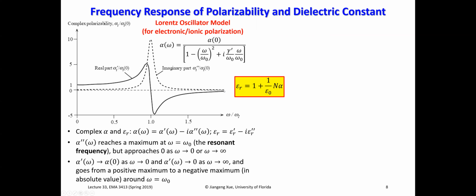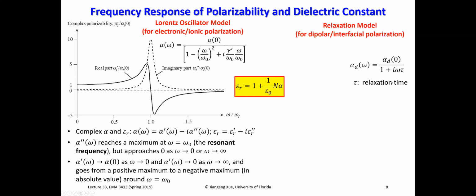This is the Lorentz oscillator model. It's a classical model. Then we also have the relaxation model. This can be applied for dipolar or interfacial polarization. The Lorentz oscillator model applies to electronic and ionic polarization. For the relaxation model, the polarizability has such a frequency response. Tau is the so-called relaxation time.